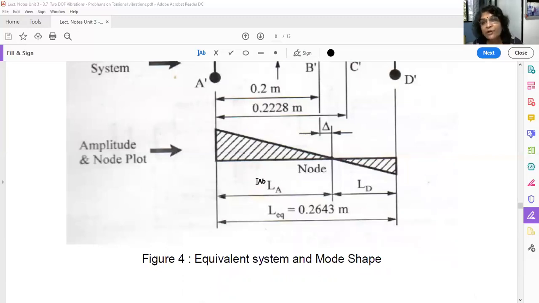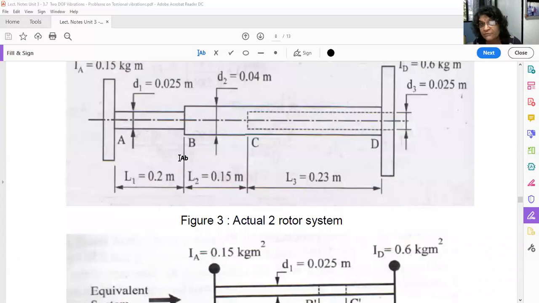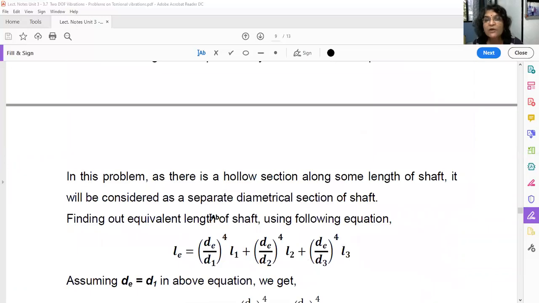And then you find out how much is the distance of the node point from this one. Okay, that is definitely not different, not this one, but that will be in between this section. It will be 0.2 plus something, so that your actual node point lies here. Understood? So this is a homework for you.